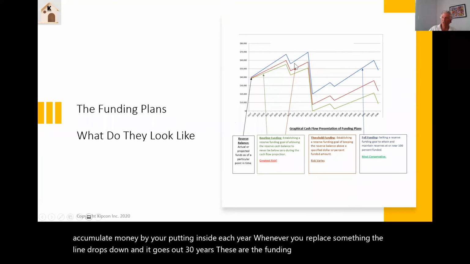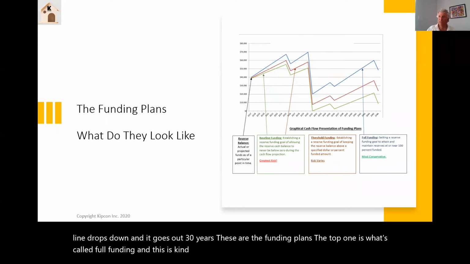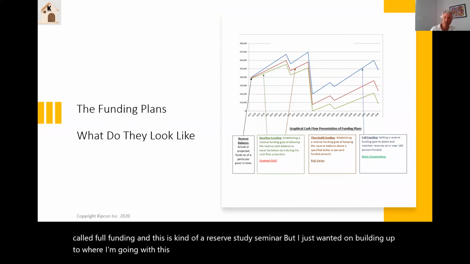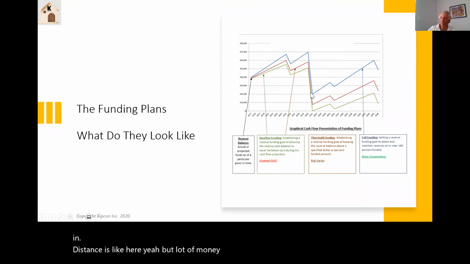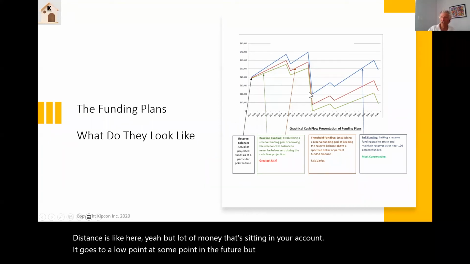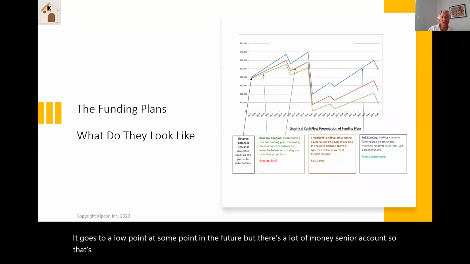The top one is what's called full funding. And this is kind of a reserve study seminar, but I'm building up to where I'm going with this. The top one is full funding, which means you just add everything together and that's the number. One of the problems with full funding is in most instances, like here, you have a lot of money sitting in your account. It goes to a low point at some point in the future, but there's a lot of money sitting in your account. So that's why I say that in most instances, full funding is overfunding.